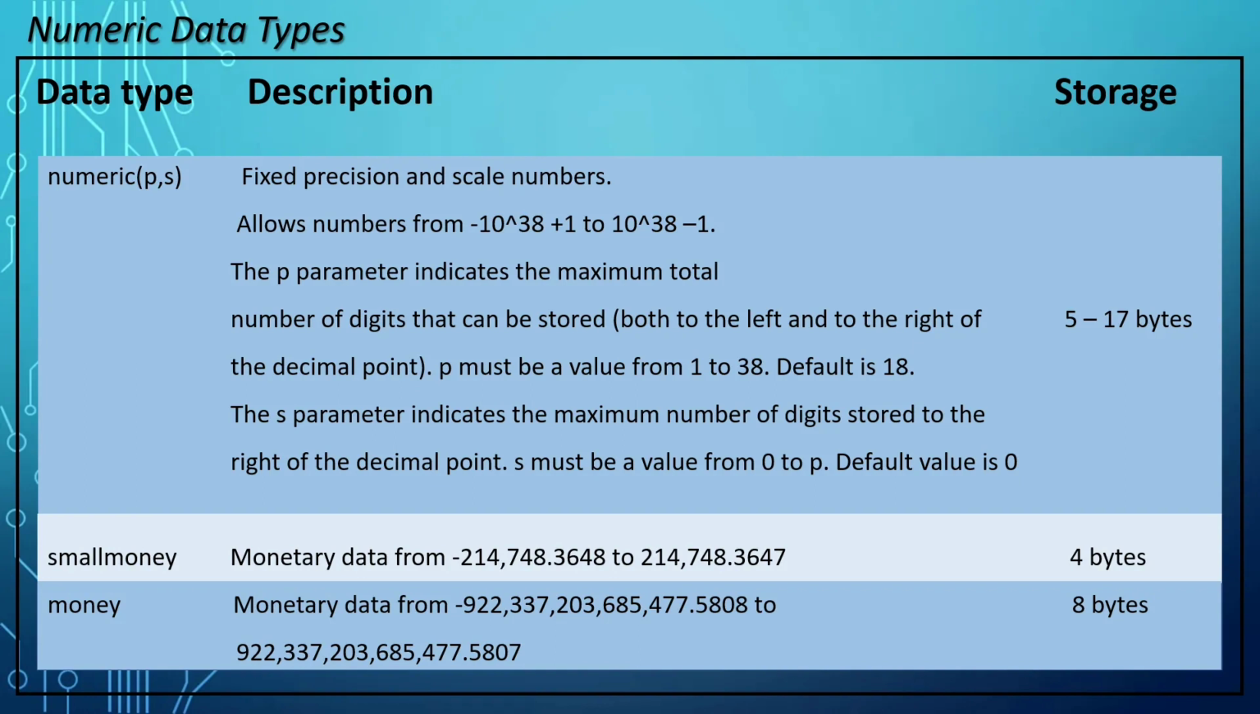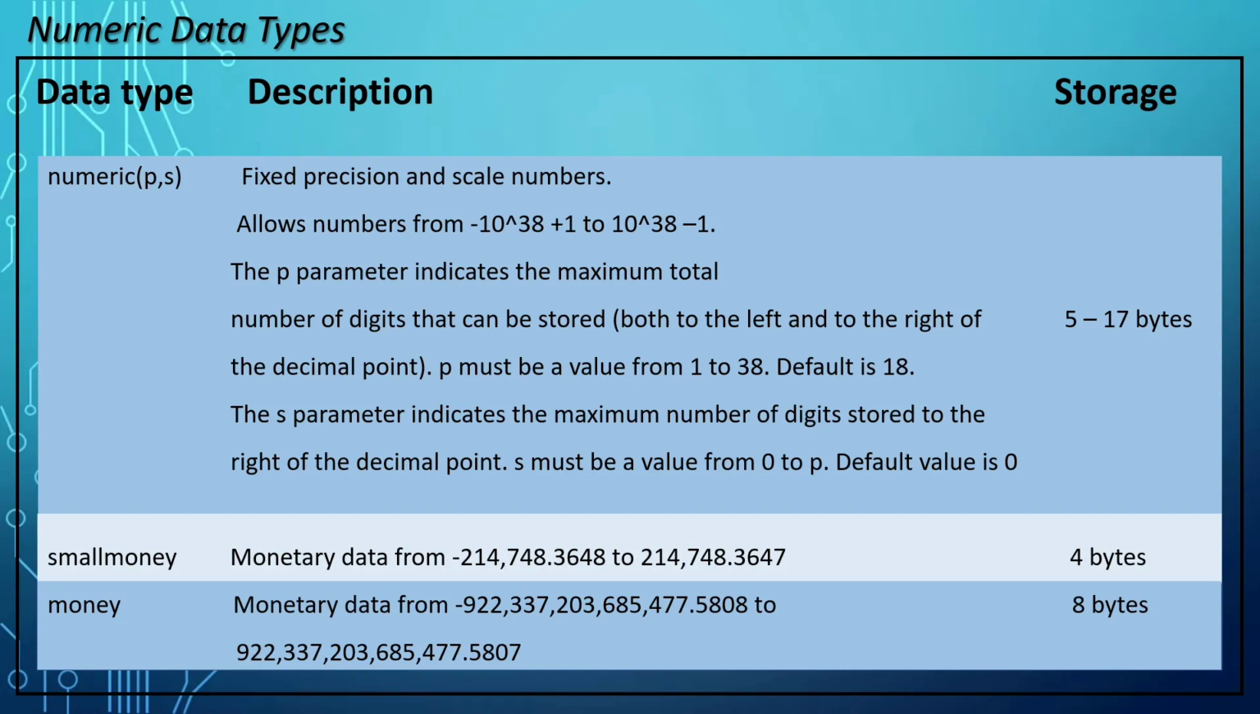Up next is small money. Small money has a monetary data from negative 214,748.3648 to 214,748.3647, and it has a storage of 4 bytes.